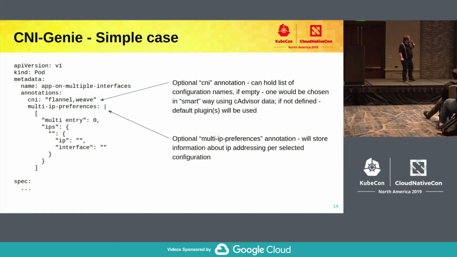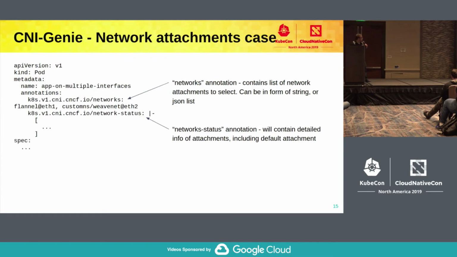So we have this custom CNI annotation, and if we define another multi-IP preferences in the form which is presented, it will be filled by CNI-Genie with information about what was really added to the pod. That's the way to inform what was really configured, because in a normal pod status you have only a single IP. So that's the place where you will have full information about different IPs.